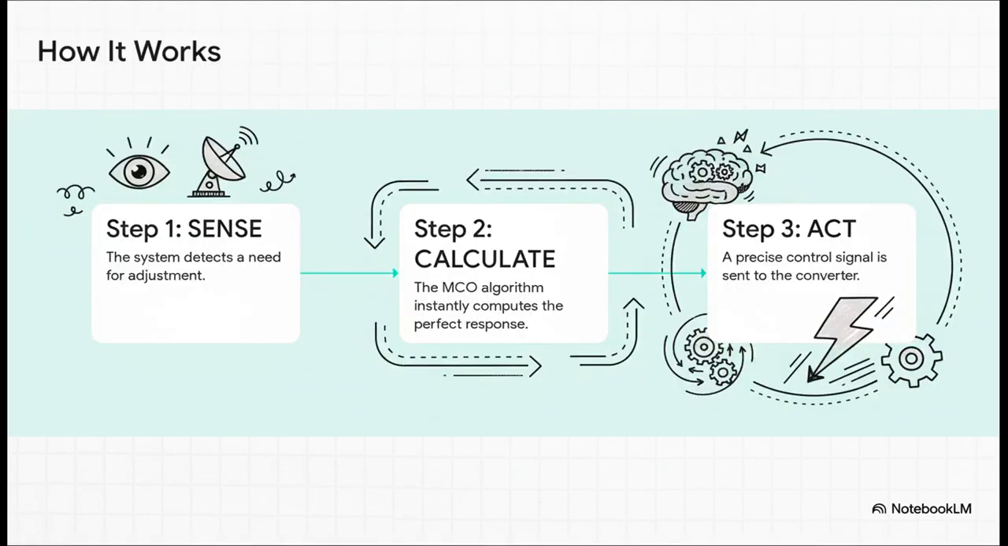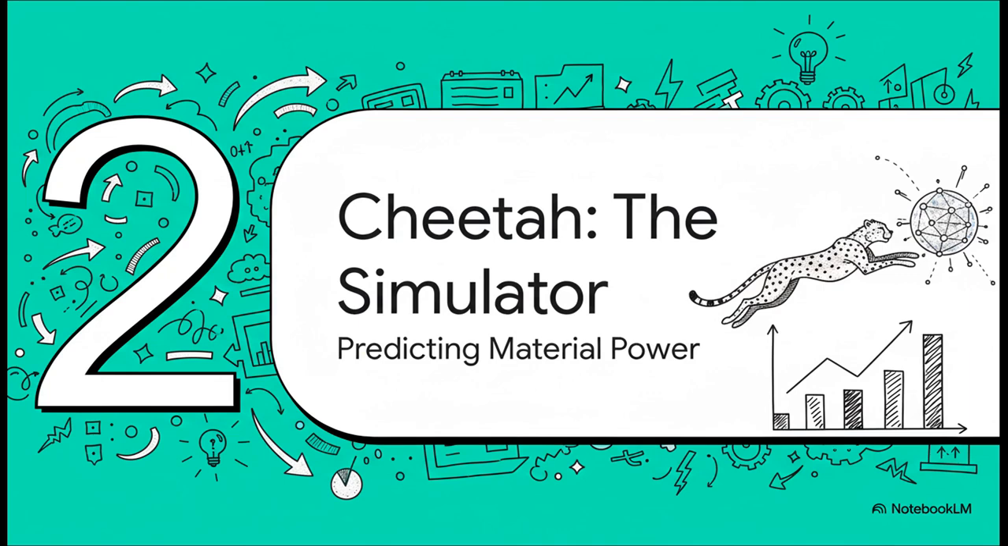And this is how it all works. In a flash, it's this super fast loop. First, it senses that something needs to change. Then, the algorithm instantly calculates the perfect fix. And finally, it acts, sending out that precise signal. Sense, calculate, act. It happens so fast you'd never even know it. Okay, so that's the optimizer.